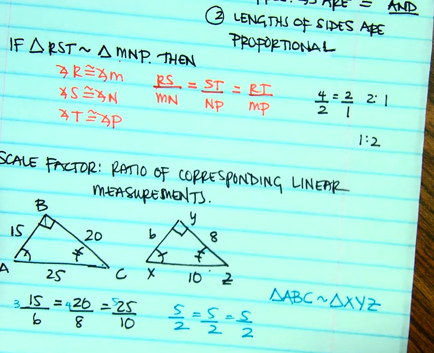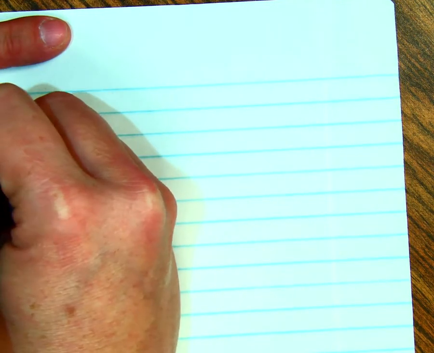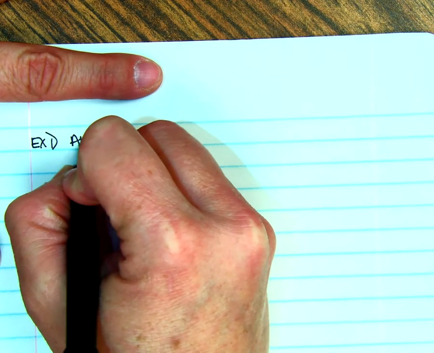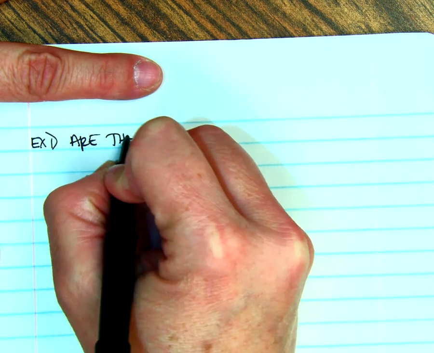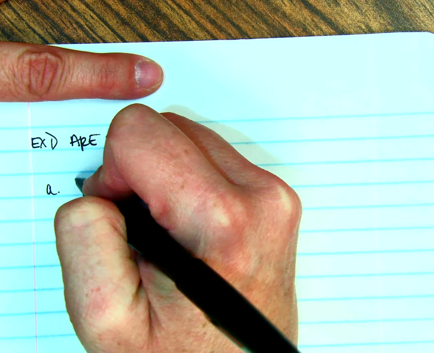Let's do some examples. So example 1. Are they similar? There's 2 parts.